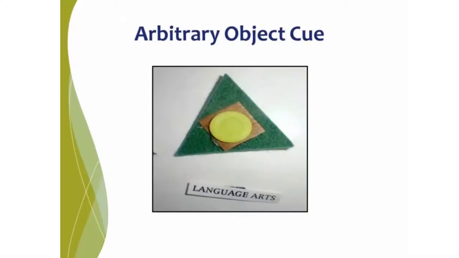So here's an arbitrary object cue, and this is for an older student. This was from a residential school, and now this doesn't have anything to do with language arts, but how would you really do language arts anyway? So here's an arbitrary object cue, but they still learn it.